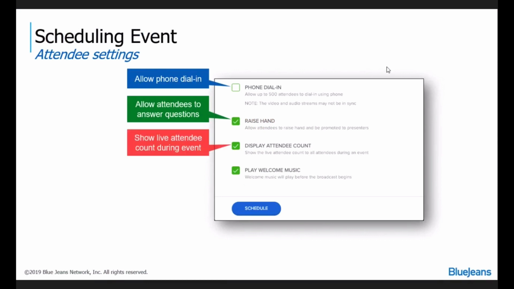The next one is to display attendee count. This is going to show the live attendee count to all the attendees during the event, and then you can allow the play welcome music. And it's just a really nice but generic jazz tune that'll play before your broadcast begins.